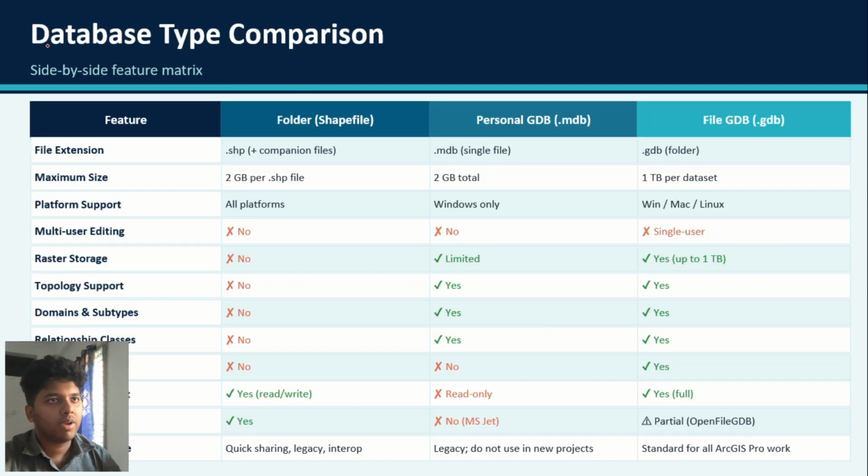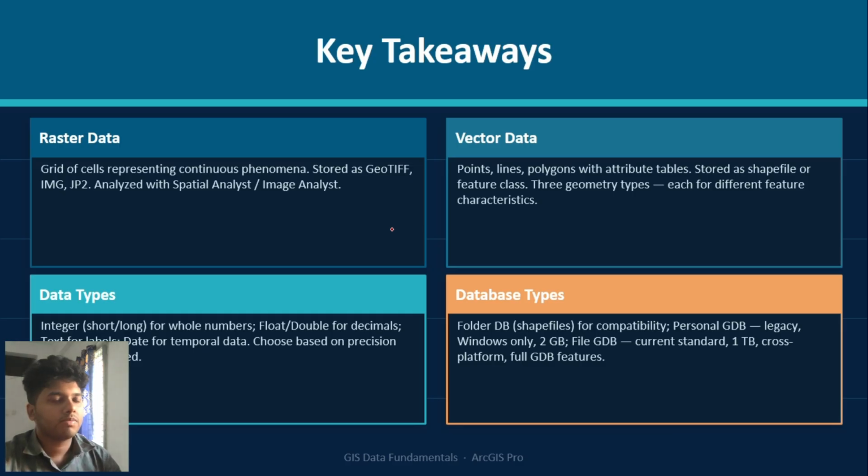So if we compare all three types at a glance, this is a complete overview of what we can do with the shapefile, personal geodatabase, or file geodatabase. So what have we learned lately? These are the overview of what we have just learned: raster datasets, vector datasets, data types, and database types.